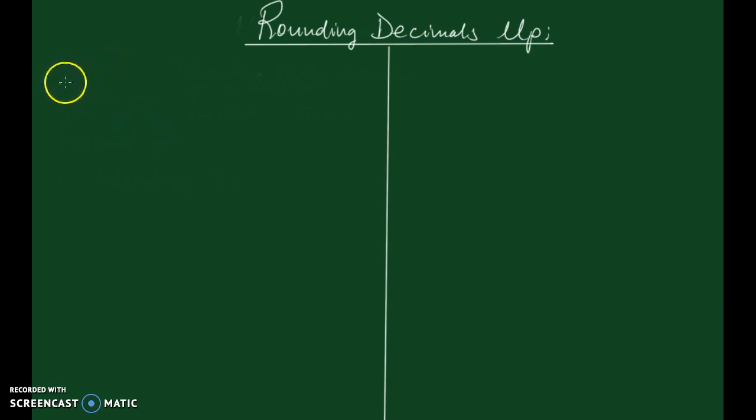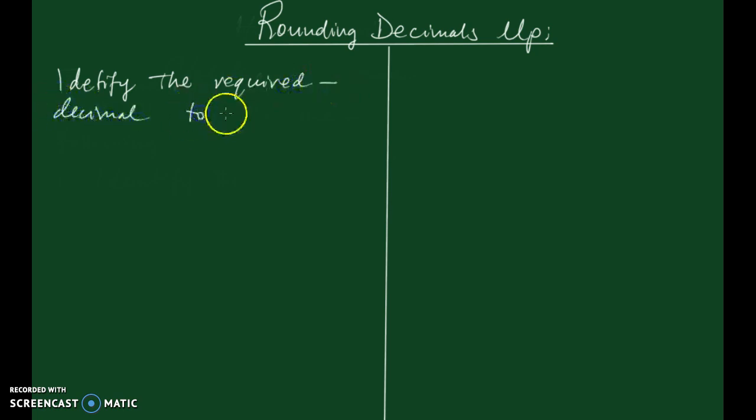Now, to round up decimals, you have to identify the digit or the decimal number, the required decimal. Always we have a required decimal to round up. For example, round to 2 decimal places, round correct to 3 decimal places. So identify the required decimal to round off.